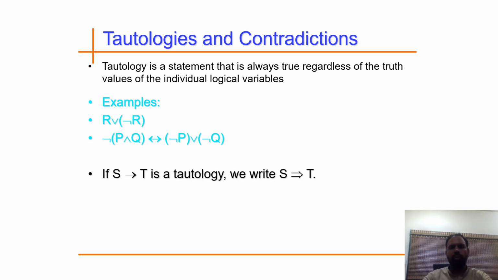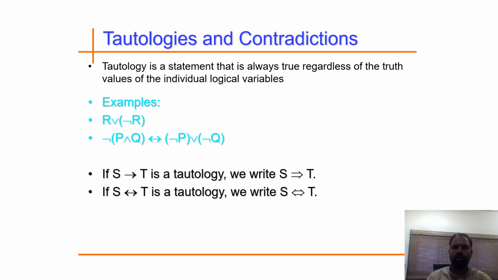If S implies T is a tautology, we write S double arrow T.